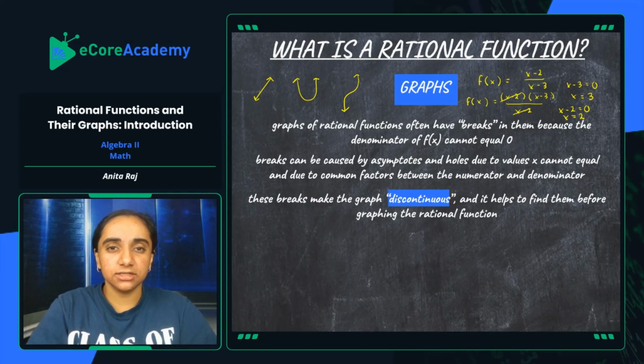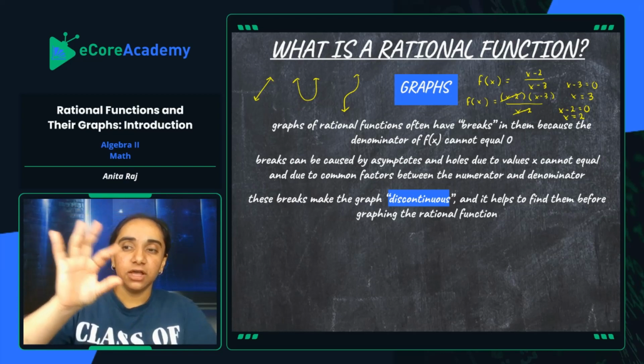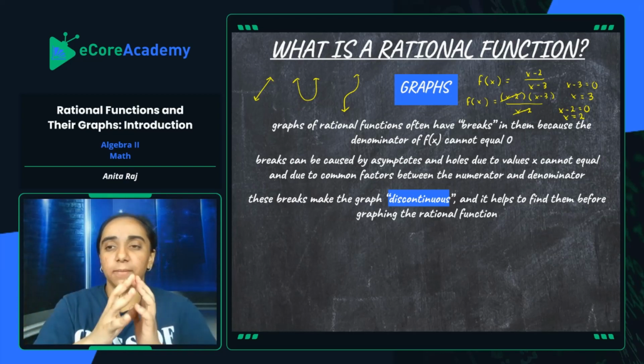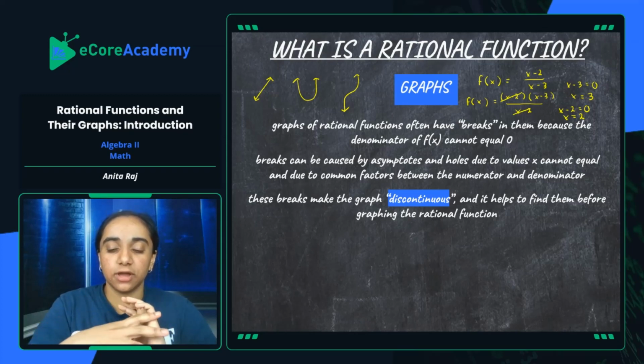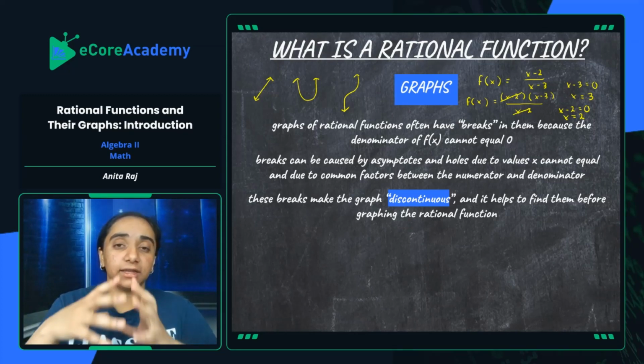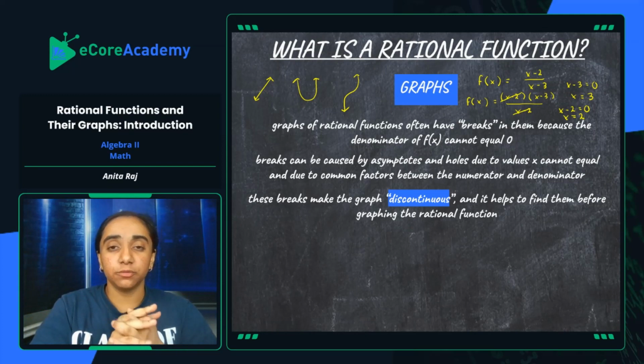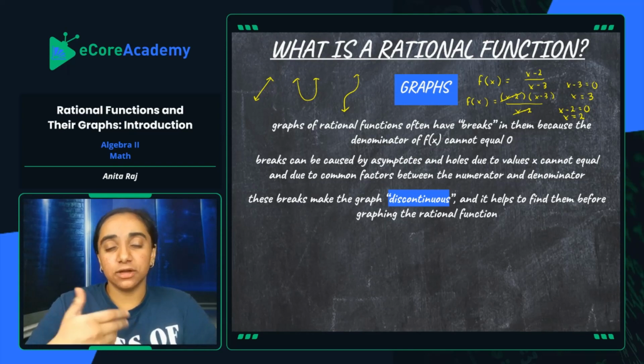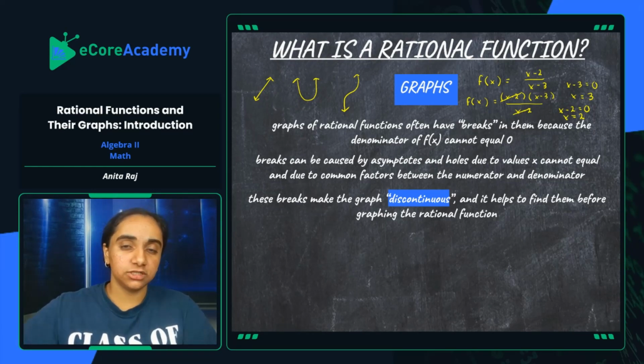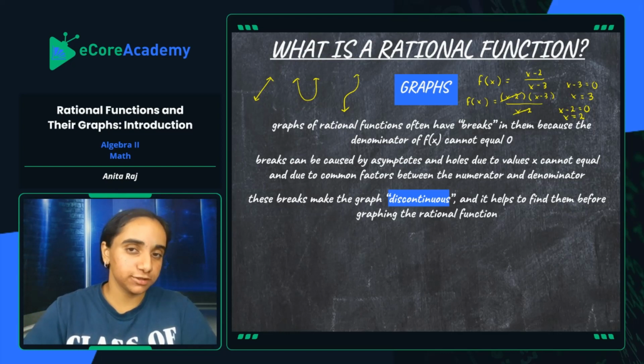So discontinuity, for our purposes in Algebra 2, is going to be a break in the graph. A continuous graph has a y-coordinate for every x-coordinate. So every x-coordinate is defined, it has a corresponding y-coordinate. The domain is going to be negative infinity to positive infinity. However, discontinuous functions don't have the same properties applied to them. The domain is not going to be from negative infinity to positive infinity, because there are going to be x values where you don't have a corresponding y value.